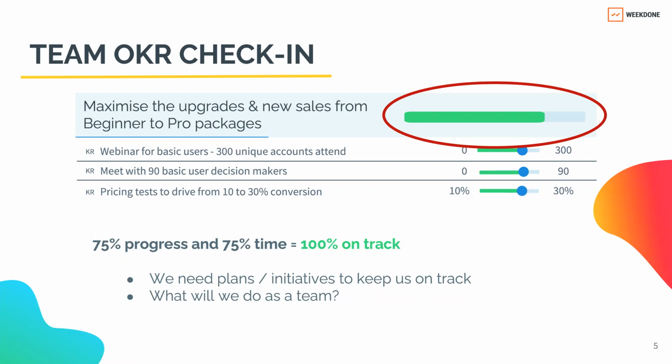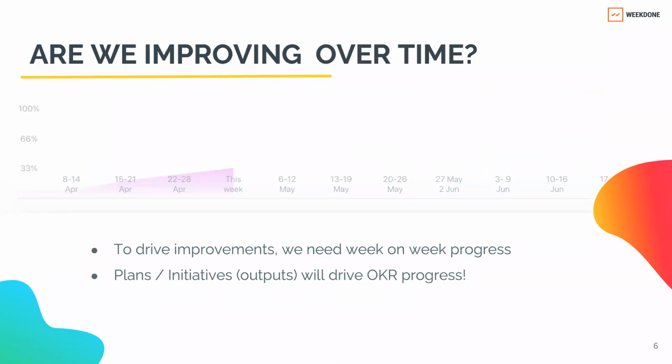The other side, where the OKR is on track, we maybe still need plans and initiatives to keep us on track, or we believe, here we are, 75% progress and 75% of the time. So we've still got, let's say, 3 weeks to go in the OKR period. We could still make more progress on it. We're probably a little bit more relaxed. We're doing well, but we would try to keep driving it forward.